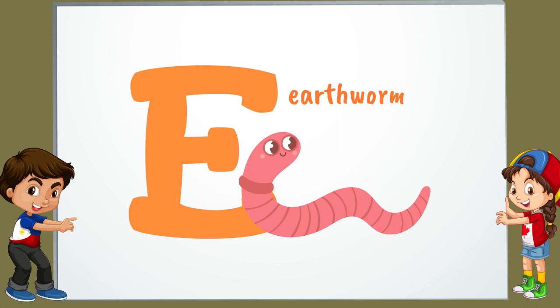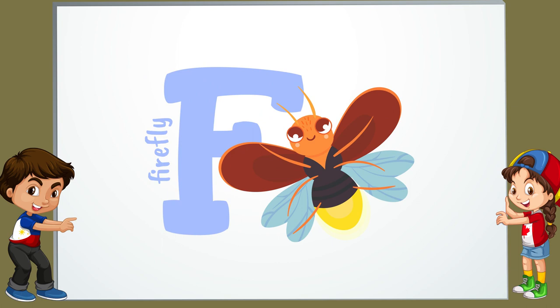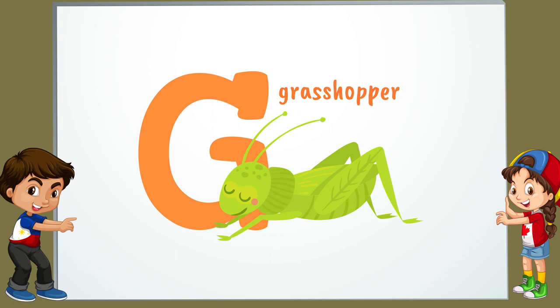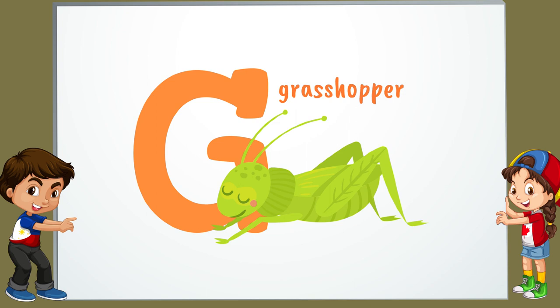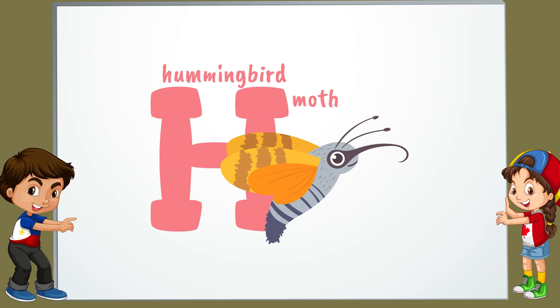F for firefly. F, I, R, E, F, L, Y, firefly. G for grasshopper. G, R, A, S, S, H, O, P, P, E, R, grasshopper. H for hummingbird. H, U, M, M, I, N, G, B, I, R, D, hummingbird.